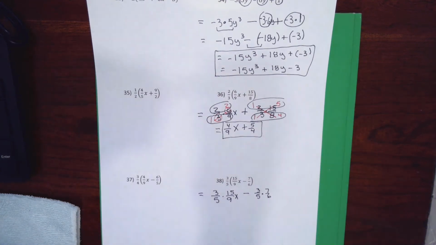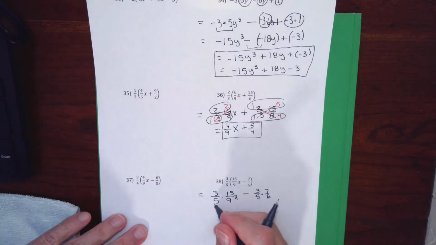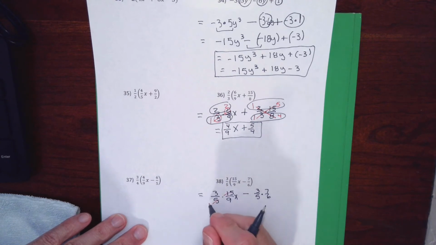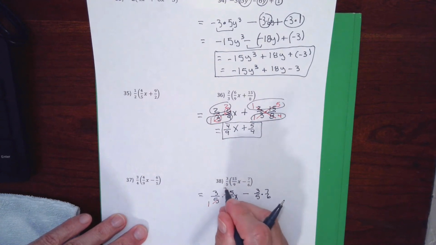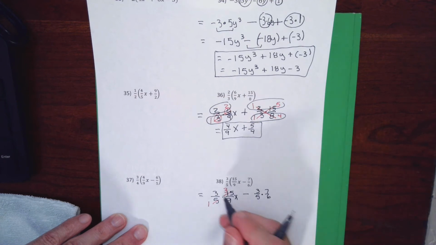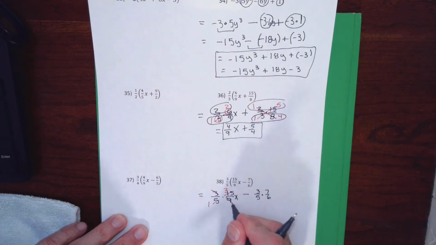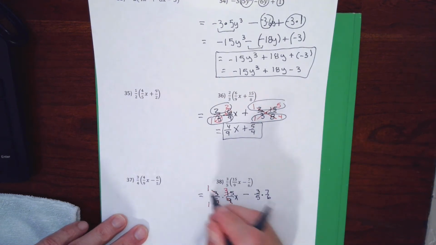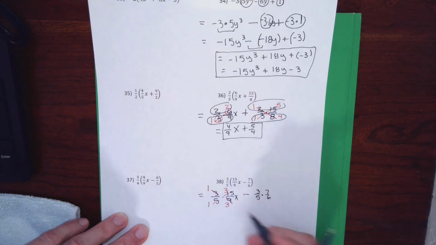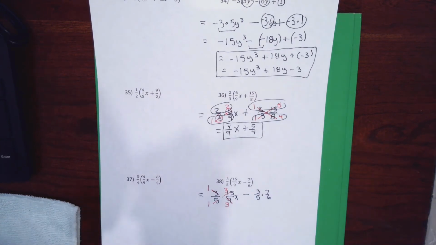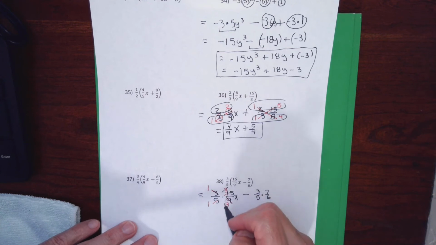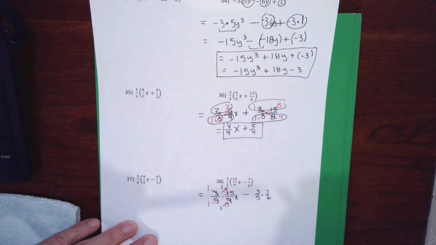Do some canceling. For the first 5 and 15, I'll divide them by 5. 5 divided by 5 is 1. 15 divided by 5 is 3. I'm going to cancel the 3 with the 9. 3 divided by 3 is 1. 9 divided by 3 is 3. And now I'm going to cancel this 3 with this 3. 3 divided by 3 is 1. 3 divided by 3 is 1.